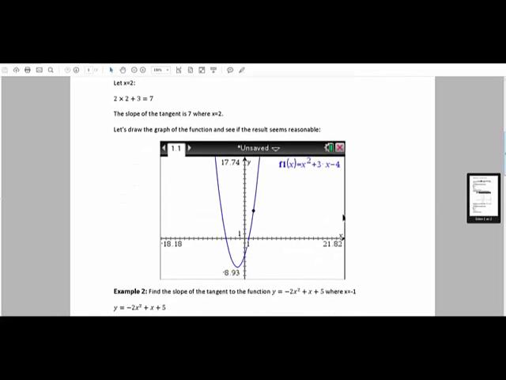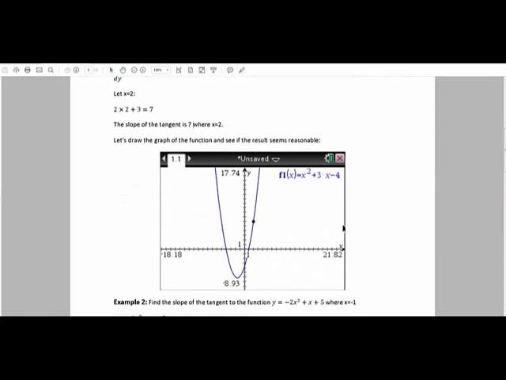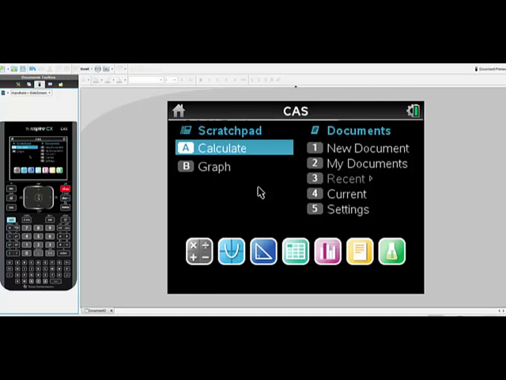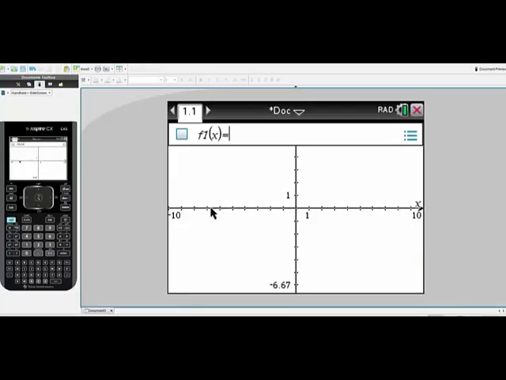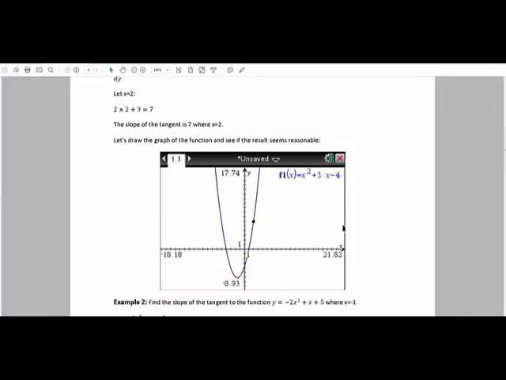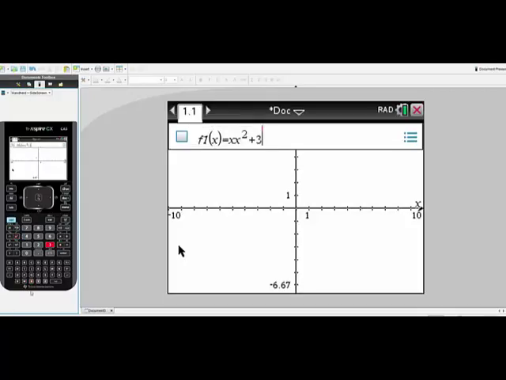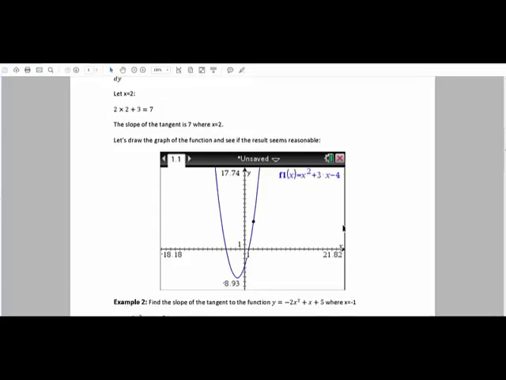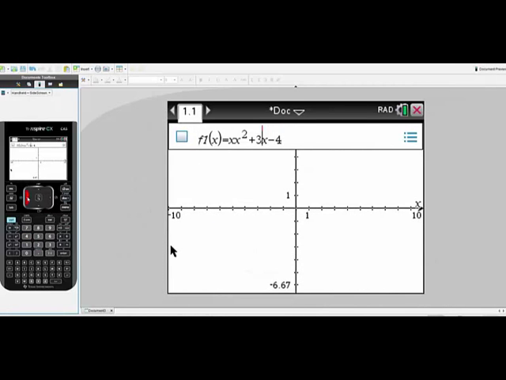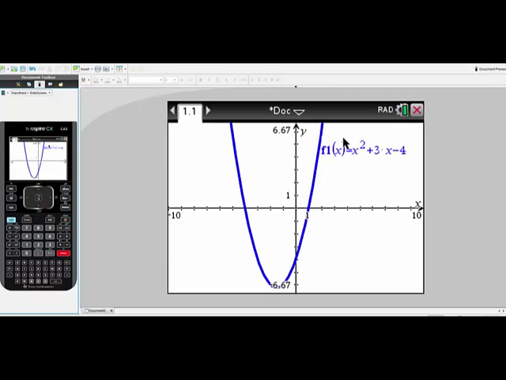And here we have the graph again. Actually, let's check this with a calculator and see if it's true. So start a graph, and then we have to enter the function x squared plus 3x minus 4, right? Oops, x squared plus 3x minus 4. There we go, press enter. This is how it looks.